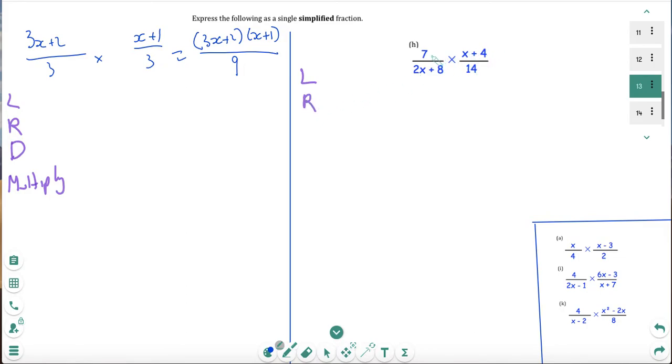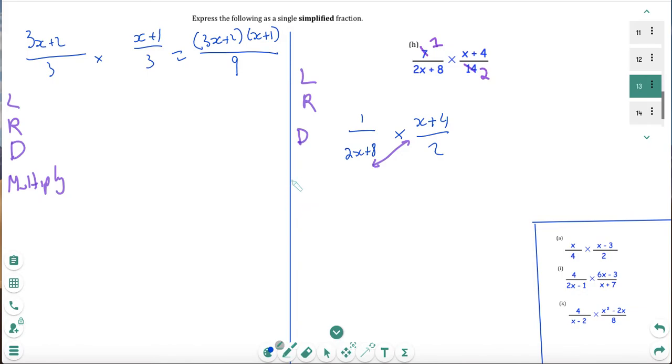Let's go diagonally. Ooh, 7 and 14. I can divide both those numbers by 7. So 7 divided by 7 is 1. 14 divided by 7 is 2. Let's write out what we have so far to keep ourselves nice and neat. 1 over 2x plus 8 times x plus 4 over 2. Let's do the other diagonal now.